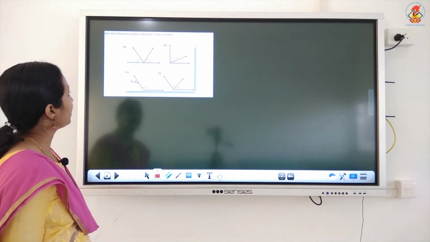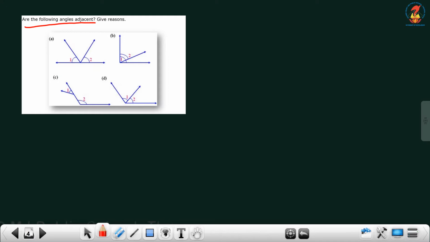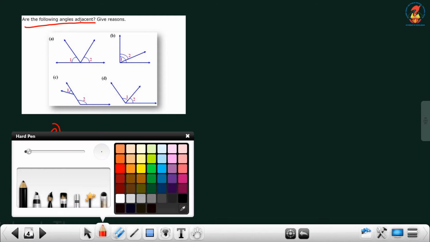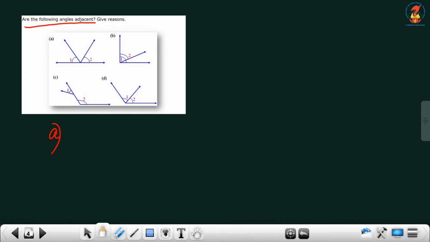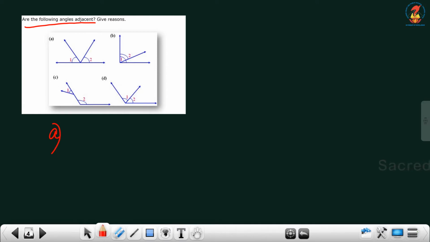Now, look at this figure. Are the following angles adjacent? Give reasons. Look at figure A. In figure A, you can see that angle 1 is this, angle 2 is this, and they have a common vertex. Common vertex is there.